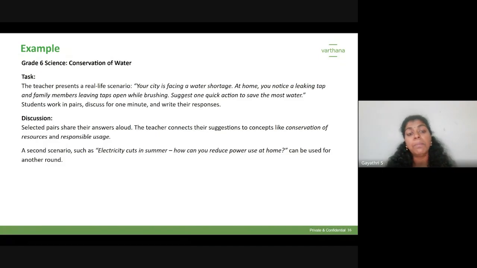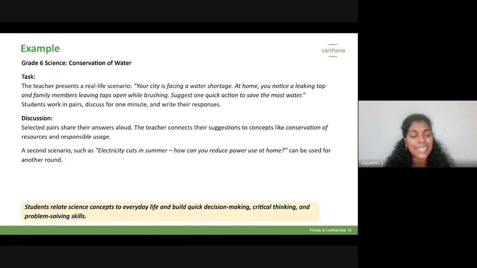Students have to think beyond their books and be able to apply the knowledge in real life. So after doing this entire activity, the outcome would be that students will be able to relate the concept to everyday life. And here they'll be able to make quick decisions, like what solution works better, how do I solve this problem, how do I have to think better. So these are the skills you will be unlocking.